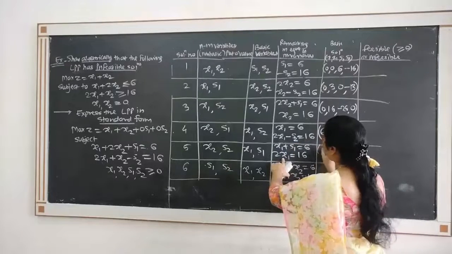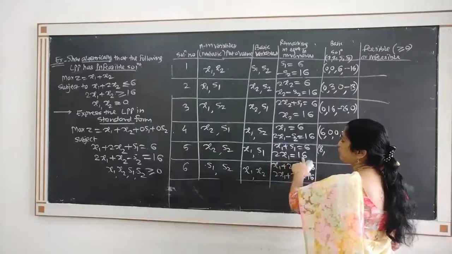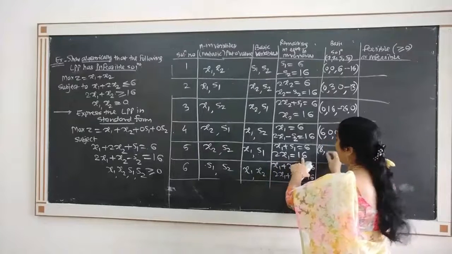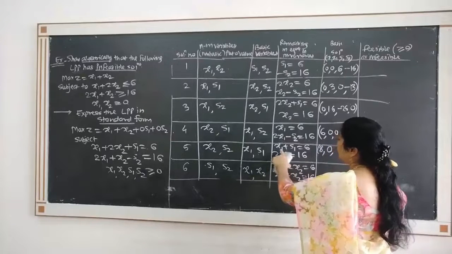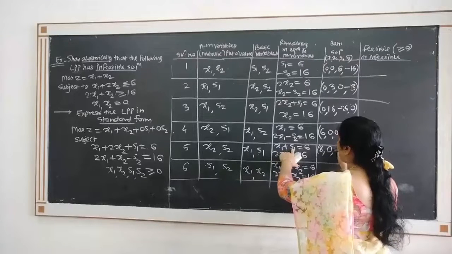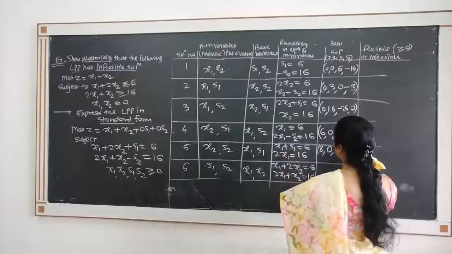Next one, we get x1 is equal to 8. 2x1 is equal to 16 gives x1 is equal to 8. x2 is 0. Put x1 is equal to 8, s1 is minus 2 and s2 is 0.